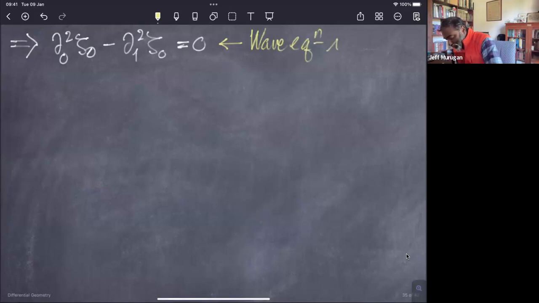So this is the wave equation in R1,1. Okay. Excellent. And we know how to solve the wave equation. The wave equation we've learned how to solve since we were in kindergarten.